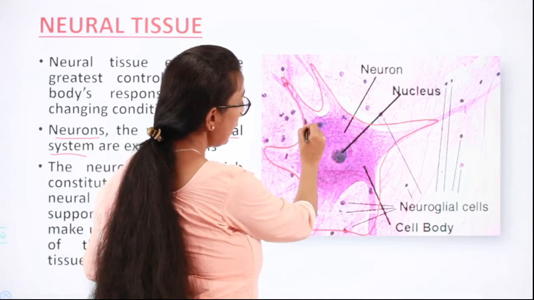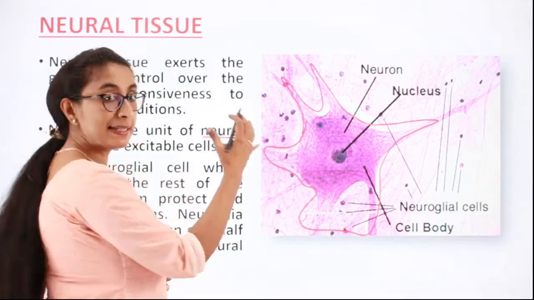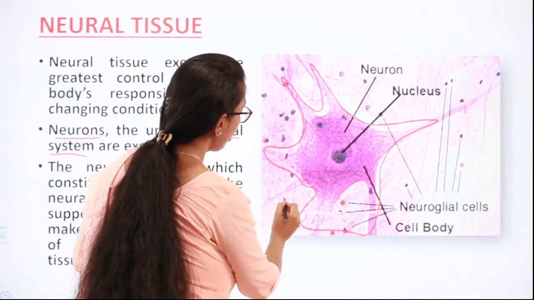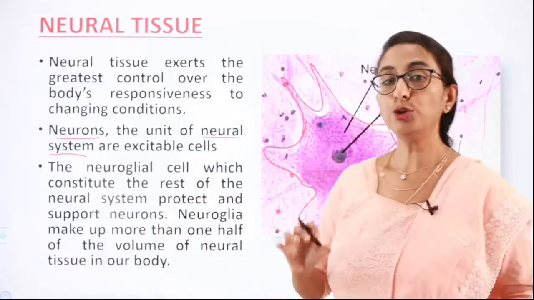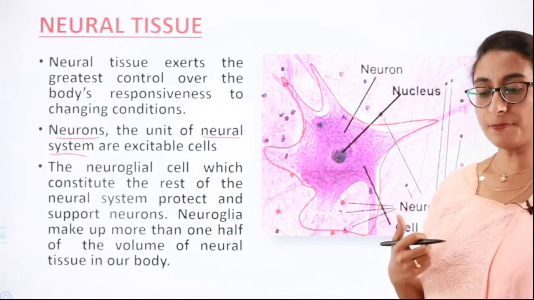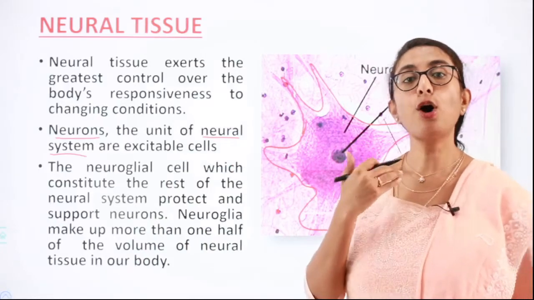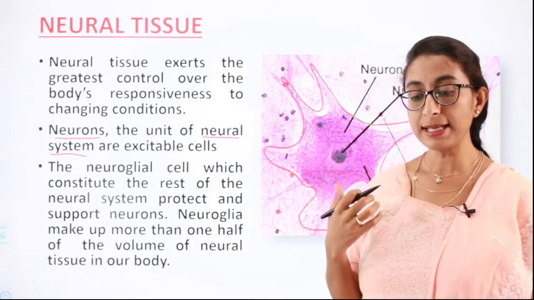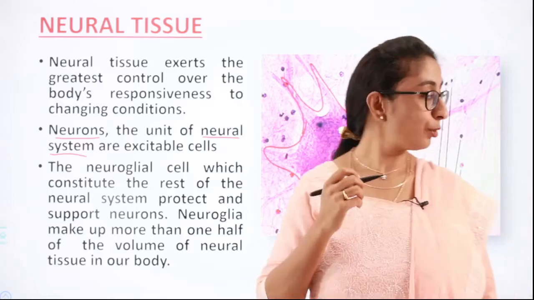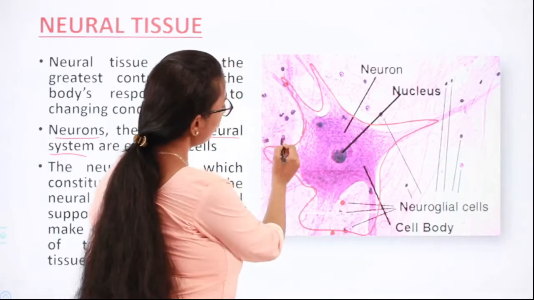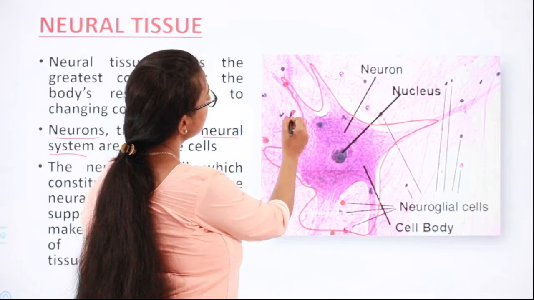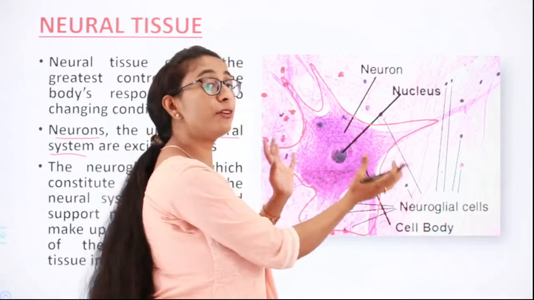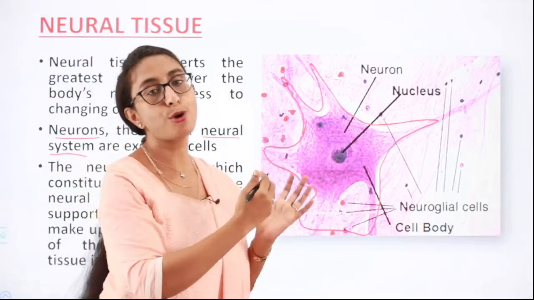In this system we also have other tiny cells like this called the neuroglial cells. Neurons are the basic unit of the nervous system, and the neuroglial cells also constitute a major part of the neural tissue. What they do is they protect and support the neurons. It is these neuroglial cells over here. You can see these black tiny circular structures. These are the neuroglial cells which protect and also provide support to the neurons.